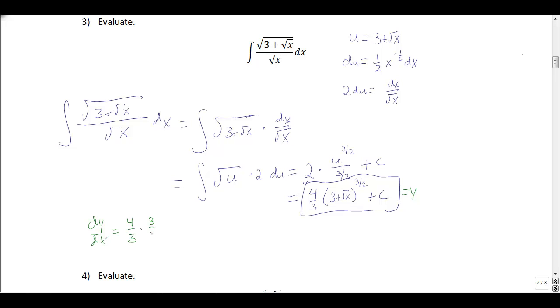By the chain rule, I get 3/2 times 3 plus square root x to the 1/2, so it's a square root. And then I have to multiply by the derivative of the inside, so I do the chain rule really twice here. The derivative of 3 plus square root of x is really just the derivative of square root of x, which is 1/2 times x to the negative 1/2. So the 2 and 2 cancel with the 4, the 3 and 3 cancel, and I'm left with the square root of 3 plus square root x, times 1/2 x to the negative 1/2. X to the negative 1/2 I can write as over square root x, and that gives me the thing I started with.